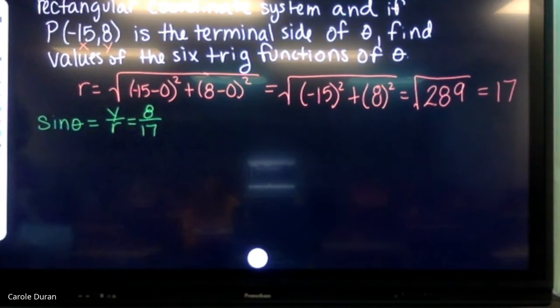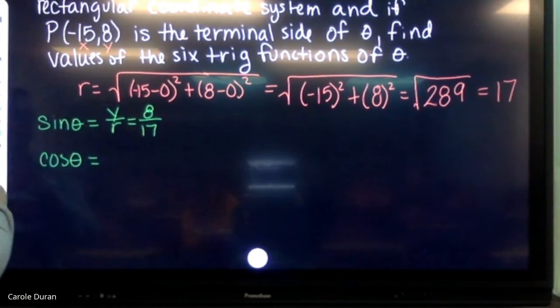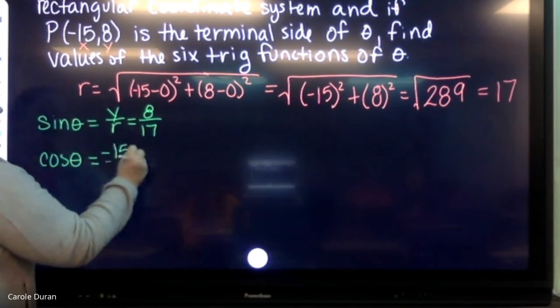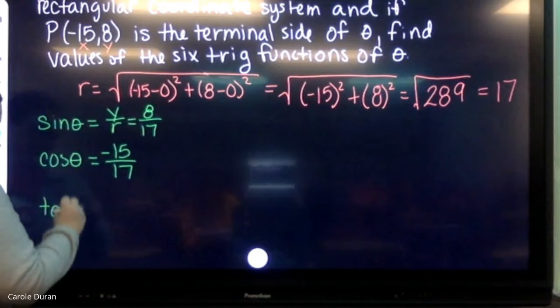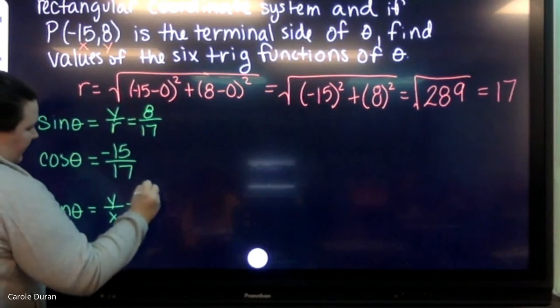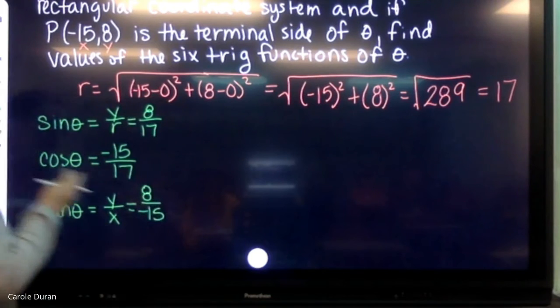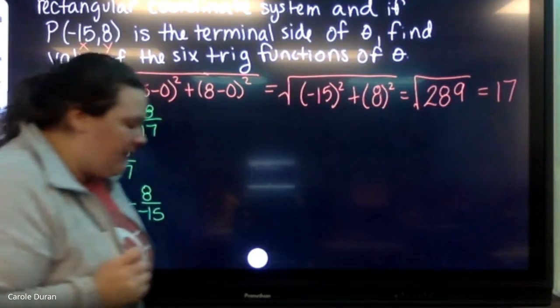Okay? So I have sine, then I go ahead and do cosine. What's cosine going to be? Negative 15 over 17, because it's x over r. I do the same thing with tangent. And when I do, I get 8 over negative 15, because y is 8, x is negative 15. Then I go and do the next 3. So do the next 3 on your own, and we'll come together and share them.